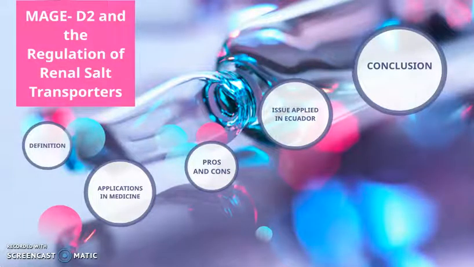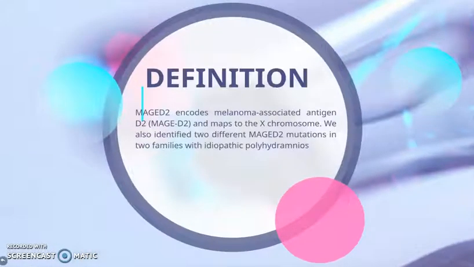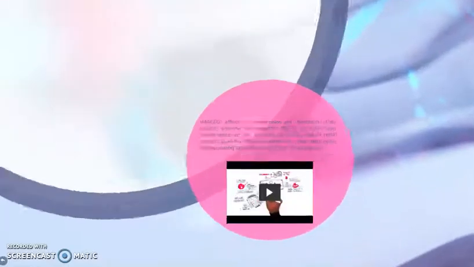Mage-D2 and the regulation of renal cell transporters. Definition: Mage-D2 encodes melanoma-associated antigen D2 and maps to the X chromosome. We also identified two different Mage-D2 mutations in two families with idiopathic polyhydramnios.